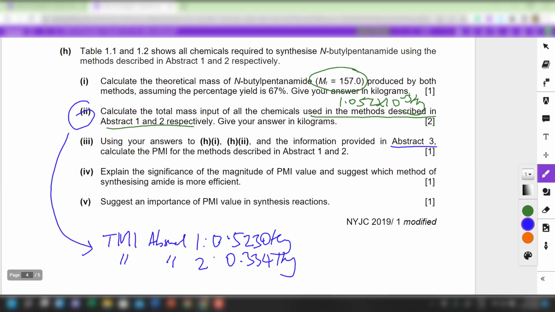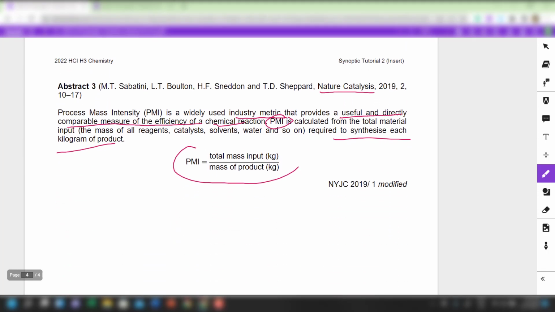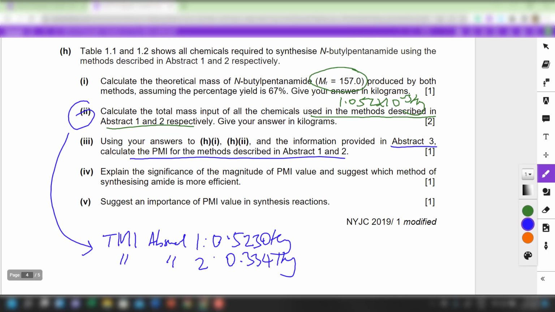And then for H3, you are supposed to use the answer to H1, H2 and the information provided in abstract 3, calculate the PMI. If you look at the formula, basically to calculate PMI is the total mass inputs divided by the mass of products. So we're just going to divide this by the mass of the products, which is over here.